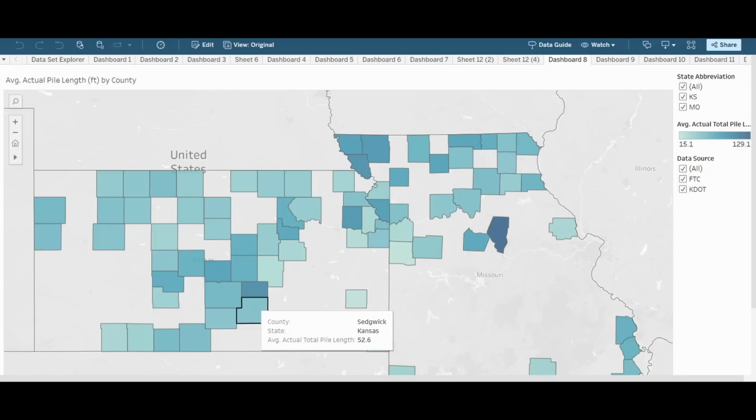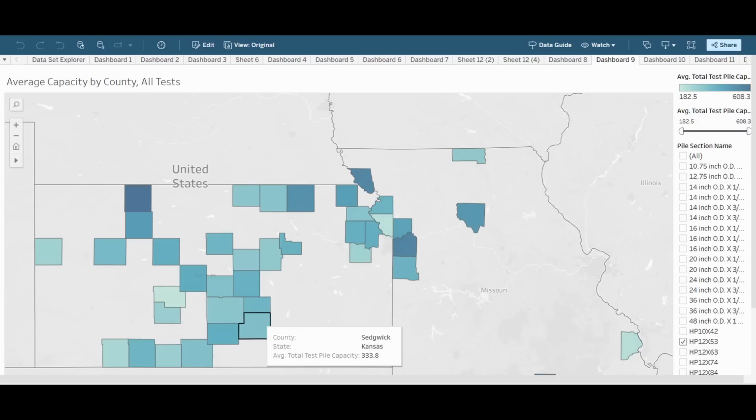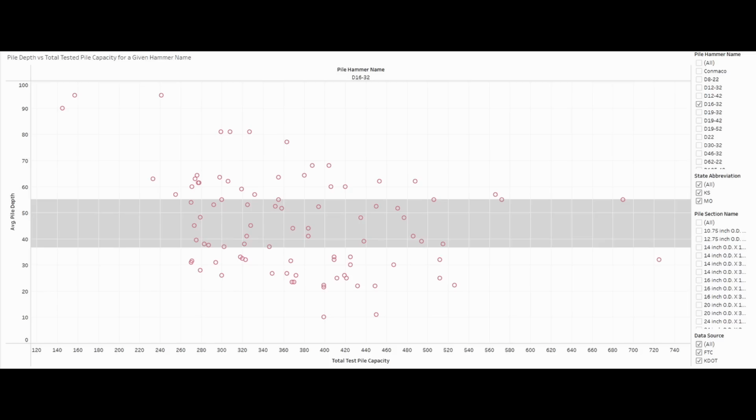Then we looked at average pile length in this county. We got 52.6 feet and average capacity, and we could select different pile sizes. So this particular project, the pile sections were HP 12 by 53, and for Sedgwick County, the average capacity is 333.8 kips. A kip is 1,000 pounds. And we could do things like this: pile depth versus total pile capacity for a given pile hammer. And we've got this gray area, which is within a half a standard deviation of the mean. And so if you're designing pile, initially you might want to say, hey, let's pick a pile length and capacity that falls within this gray band.